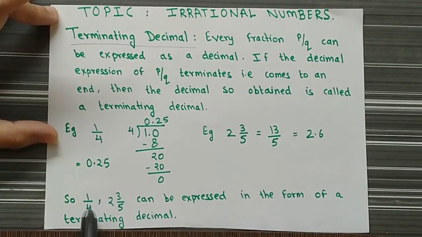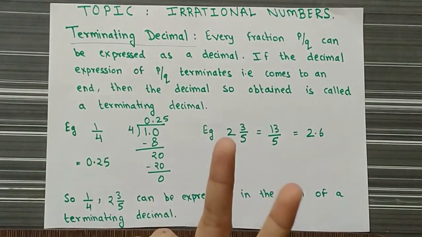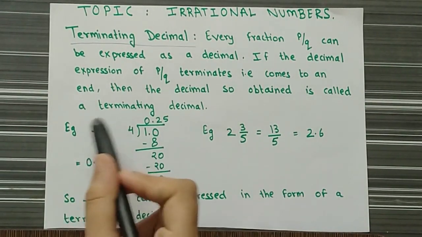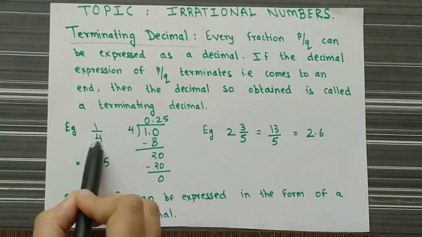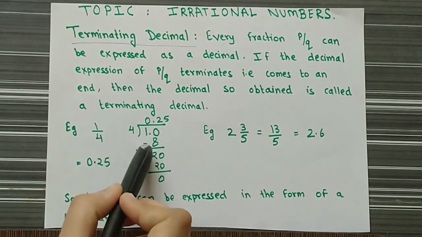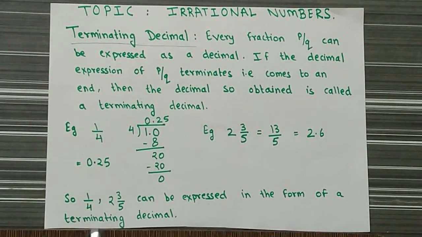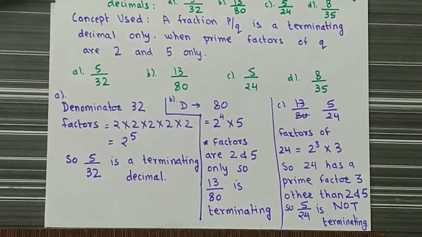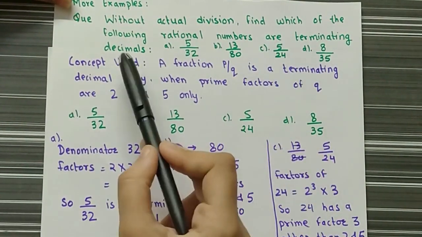So we can say that 1 by 4 and 2 3 by 5 can be expressed in the form of a terminating decimal. In terminating decimals, two types of questions are asked in the exam. The first type of question is, for example, express 1 by 4 in the form of a decimal. What you have to do is simply divide 1 by 4 and the answer will be 0.25. Now the second type of question which is asked in the exam is: without actual division, find which of the following rational numbers are terminating decimals.